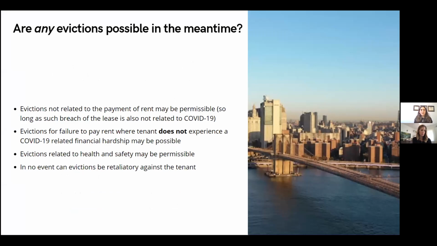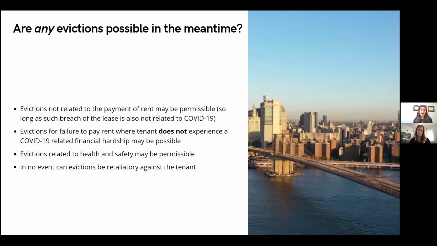So we've come to all these restrictions, and so I'm sure you're all wondering, well, are there any evictions that are possible during this time? Yes, there are. They may be limited. I think that the court system is going to cast a very wide net around what is a COVID-19 related hardship.